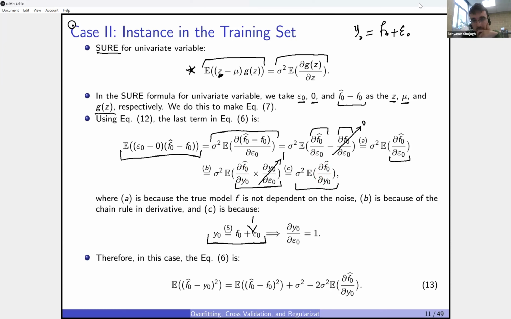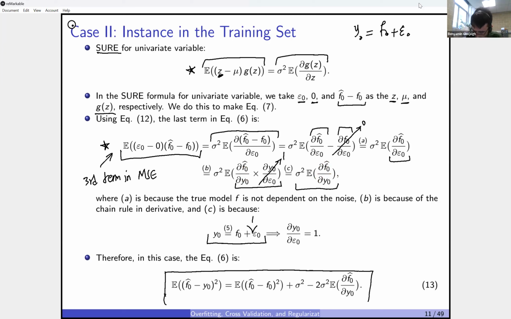Okay. Now let's put this back. This is the third term, right? Third term in mean squared error. So let's put it back in the mean squared error, which was equation 6. We'll have this, equation 13.